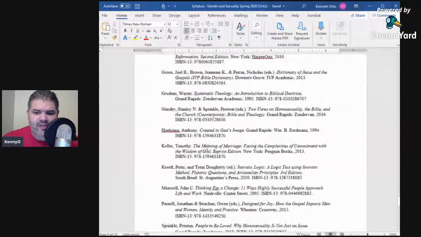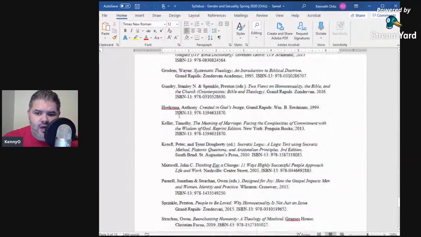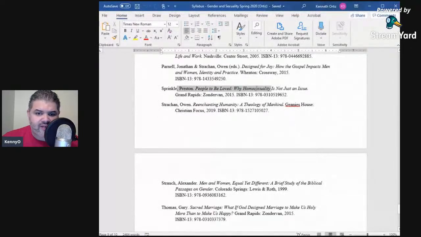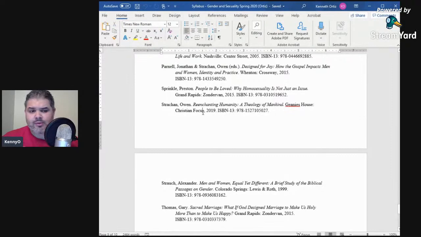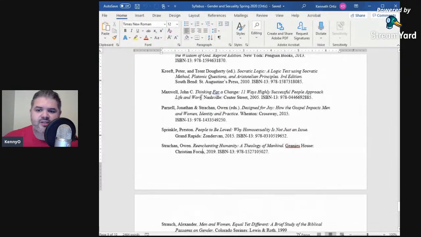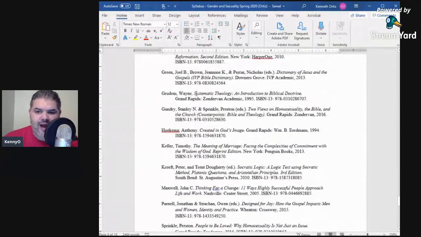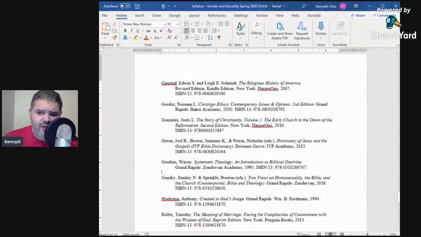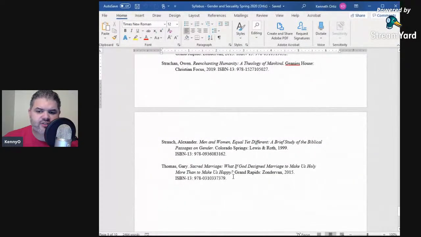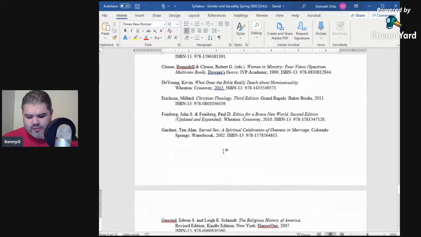This is a great book right here, the Preston Sprinkle book, People to Be Loved. I've talked about that in class. It is a great book. Owen Strachan's book. Owen Strachan is one of my professors. He wrote a book called Reenchanting Humanity, which is an unbelievable book that can be really helpful to you in some of these topics. Most of you probably own a copy of Systematic Theology by Wayne Grudem, or maybe some of you might. So these are all books that could be helpful to you when you're looking for topics or scholarly sources.